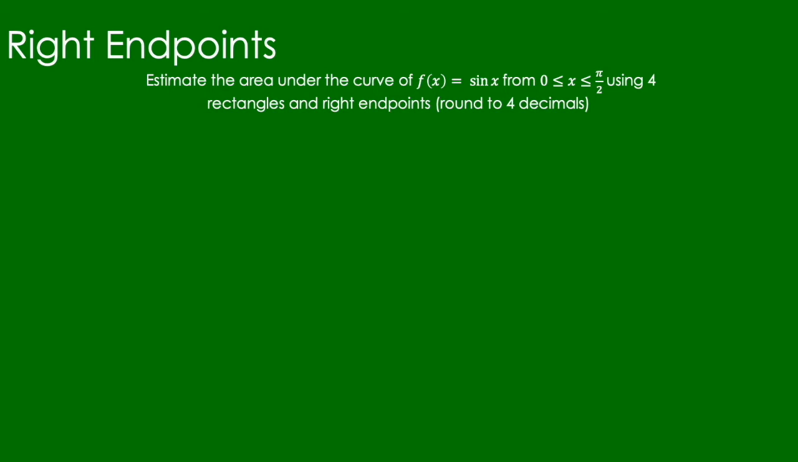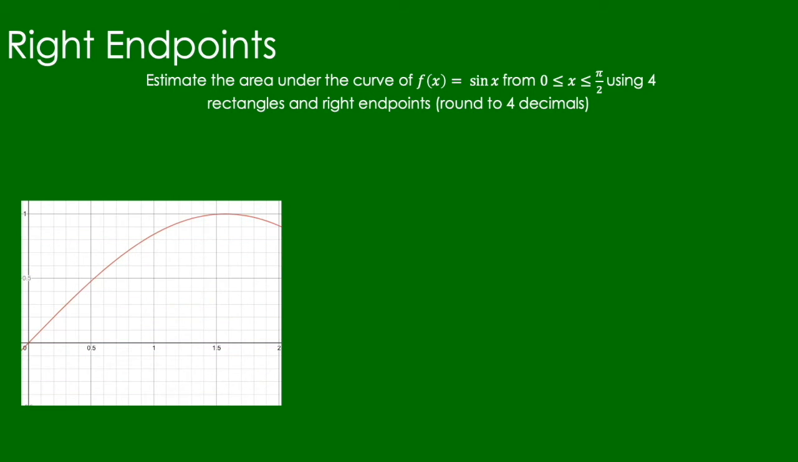Now let's estimate the area under the curve, sine x, from 0 to pi over 2 using 4 rectangles and right endpoints. Approximation via right endpoints follows almost the exact same procedure as left endpoints do, but with slight modification. We again start by drawing a picture and getting delta x. In this case, delta x is pi over 8.